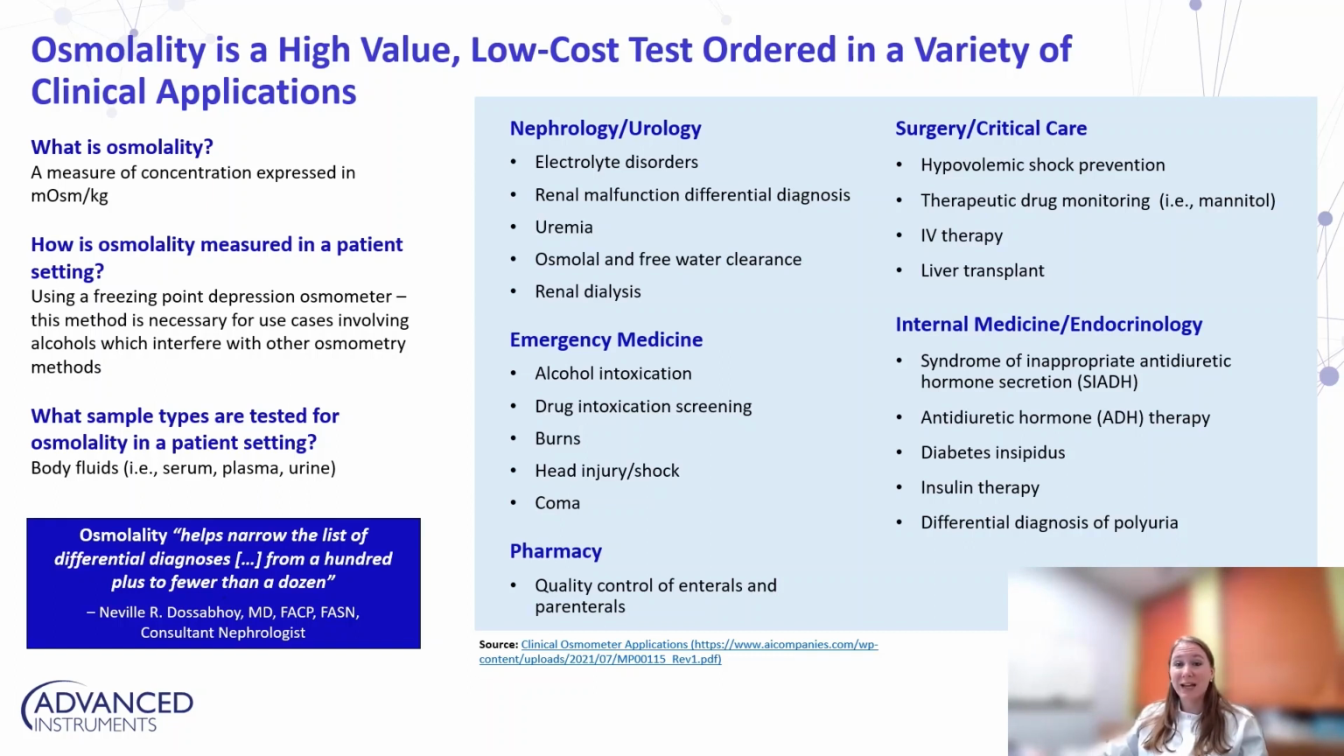Osmolality narrows the list of diagnoses from over 100 possibilities to fewer than a dozen, and it's measured using a freezing point osmometer. This method of osmometry is critical in patient care settings where patients may have ingested toxic alcohols or they may be receiving certain osmotically active therapeutic drugs. These substances are ones that may interfere with other methods of osmometry and deprive the clinician of valuable information needed to make treatment decisions. Let's take a look at 3 common use cases for osmolality testing.